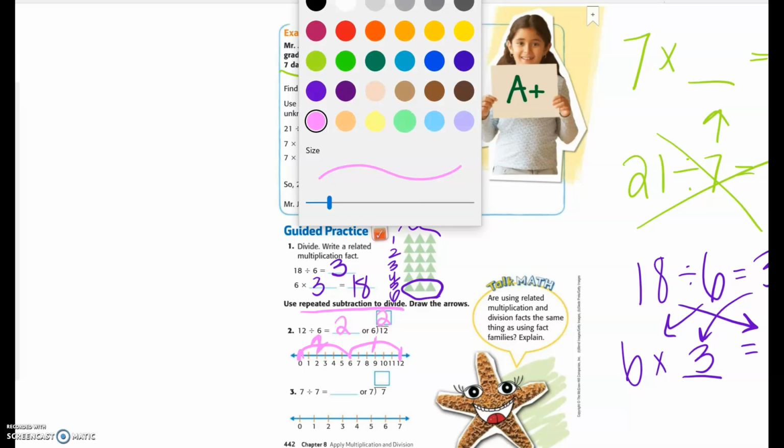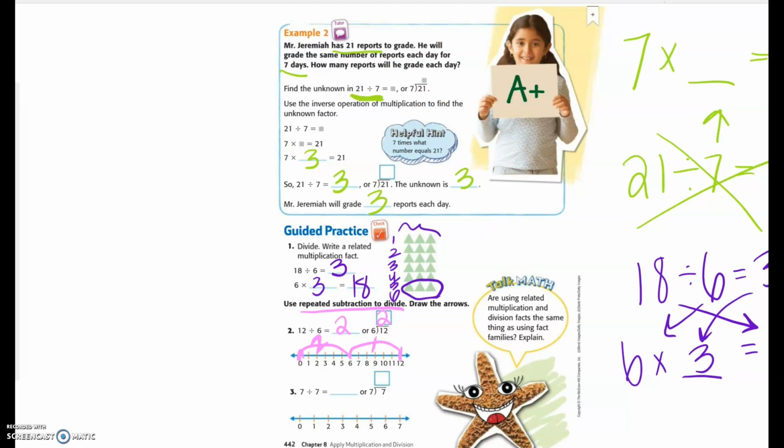Let's try one more together. 7 divided by 7. Again, I'm going to start at 7, and I need to subtract this time by 7 until I get to 0. 7 minus 7 is already 0. I only went back with a group of 7 one time. That means there is one group of 7 in 7. 7 divided by 7 is 1.